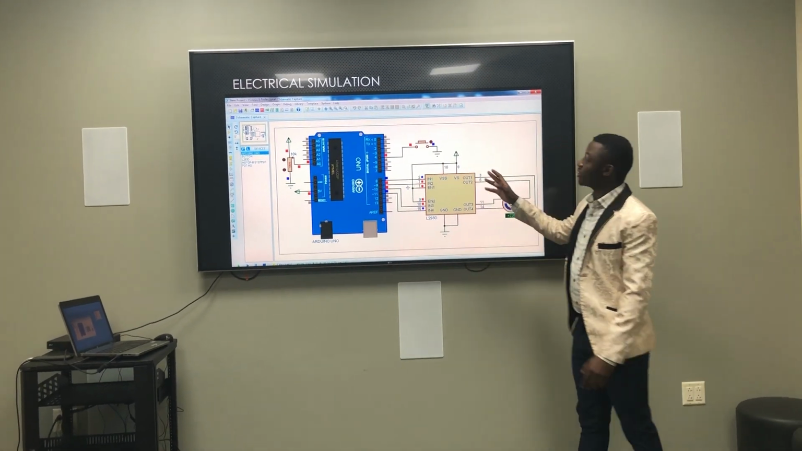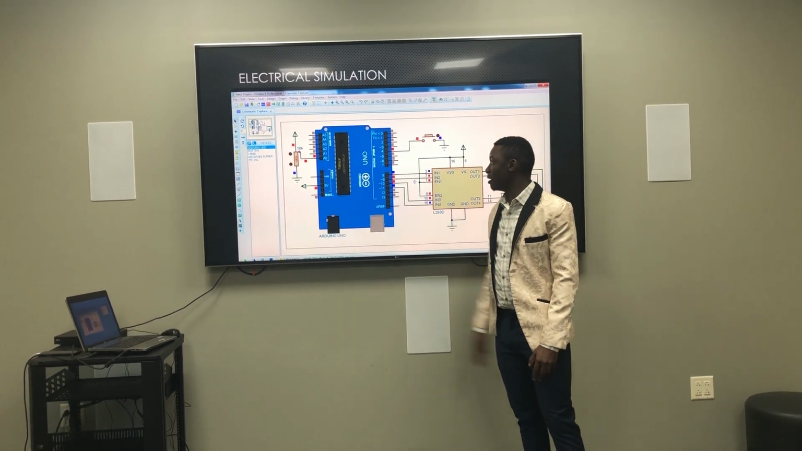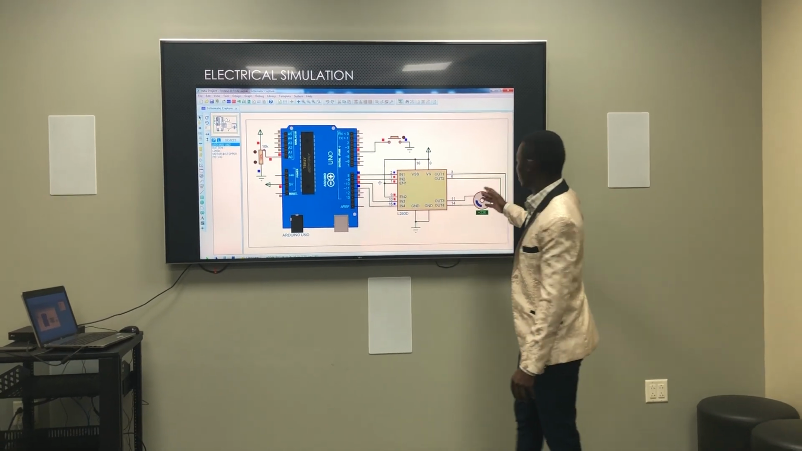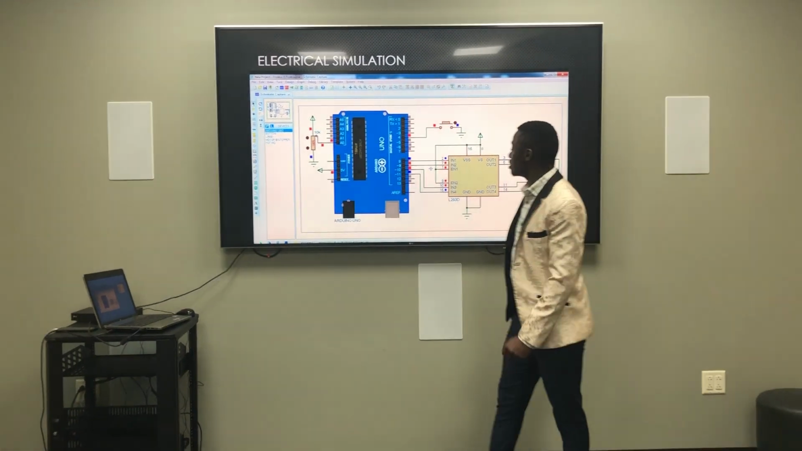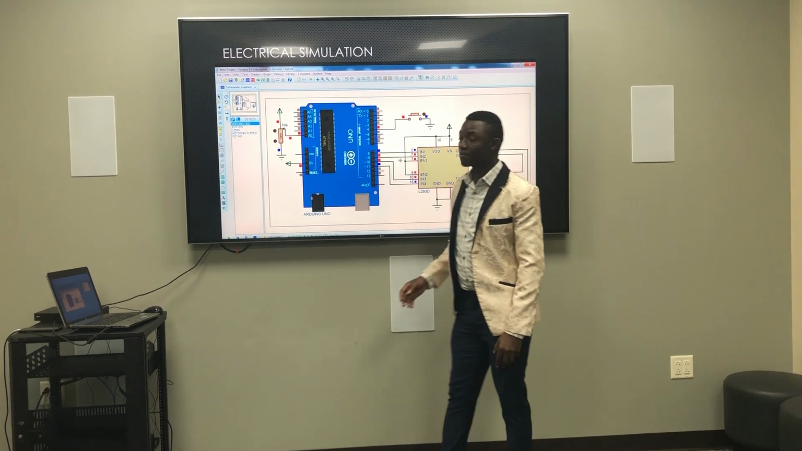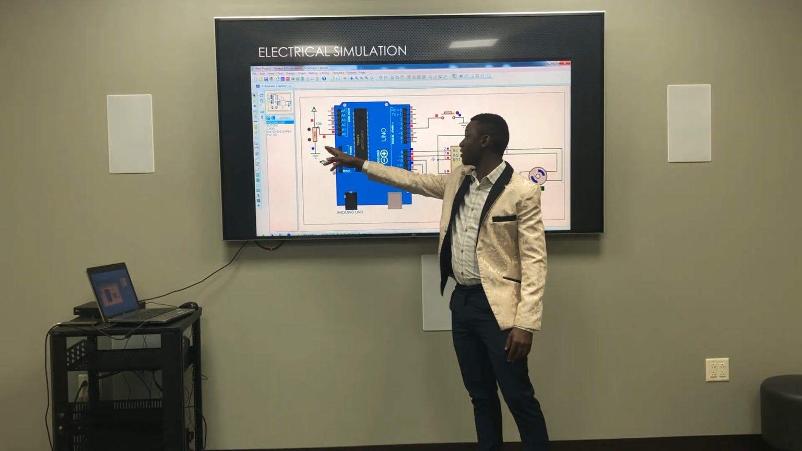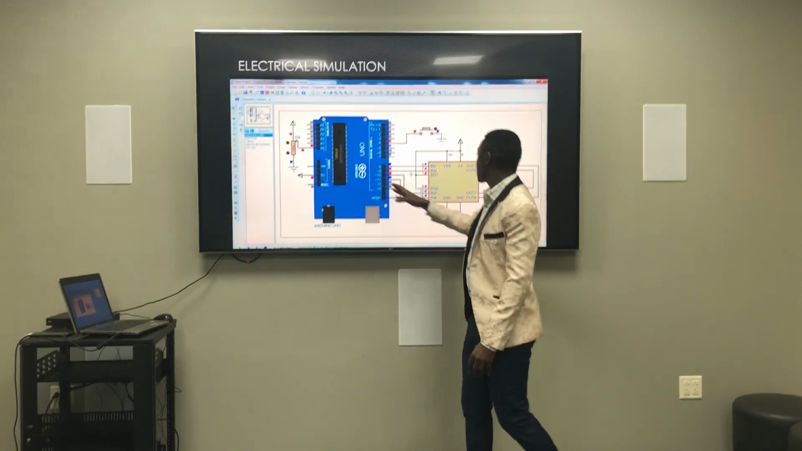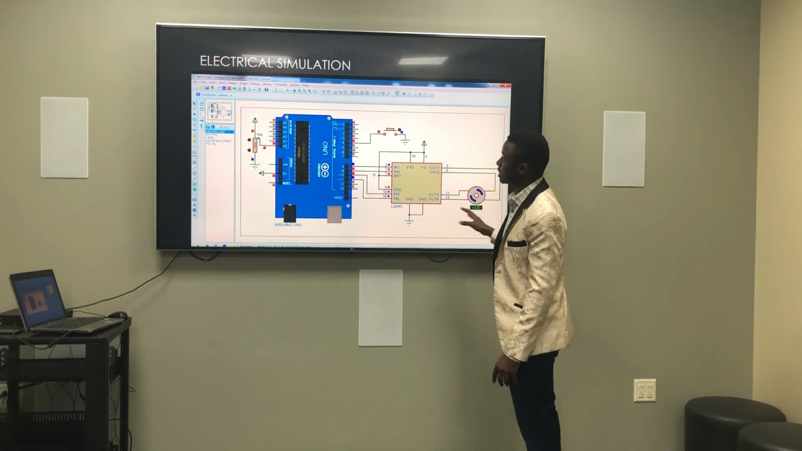I've got an electrical simulation here that I did in Proteus using an Atmega Arduino Uno, a motor driver L293D, and a potentiometer. The potentiometer is going to be representing the weightometer on the conveyor belt. The Arduino controller is going to be representing the PLC. The motor driver and the motor are going to be representing the chute.